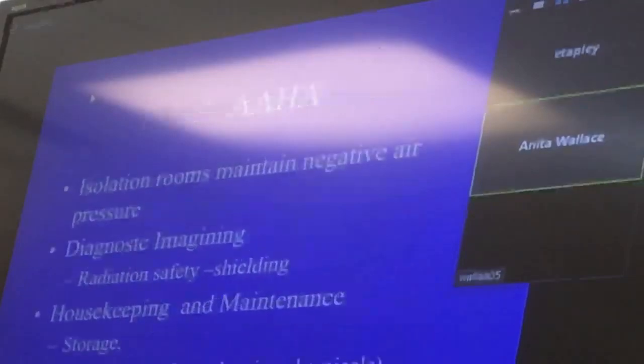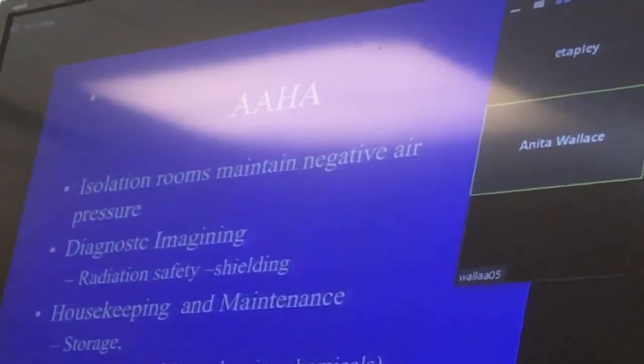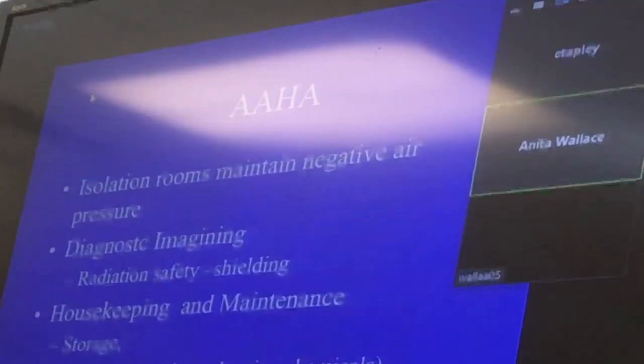Going back to AHA standards, isolation rooms maintain negative air pressure. So air pressurization is an important component to control disease transmission. And we'll come back to that over and over when we start talking about HVAC. But your air pressure is something you need to be aware of. If you have a contagious airborne pathogen in a positively pressurized space, obviously you don't have containment. So that becomes an issue that will compromise your facility.